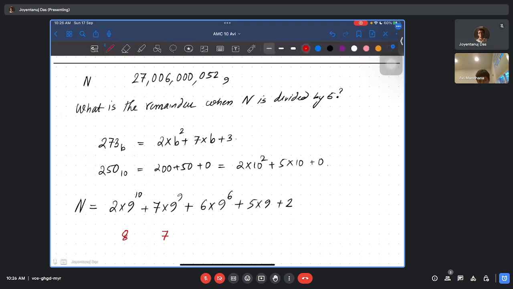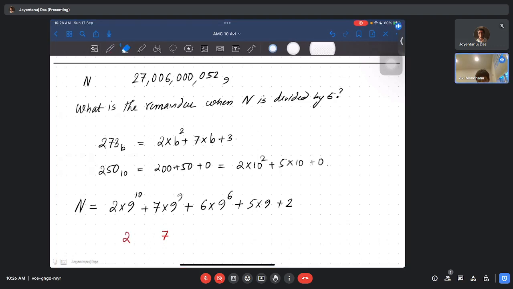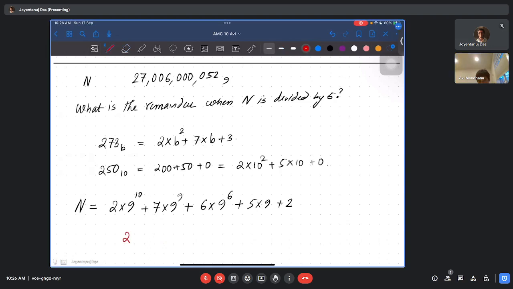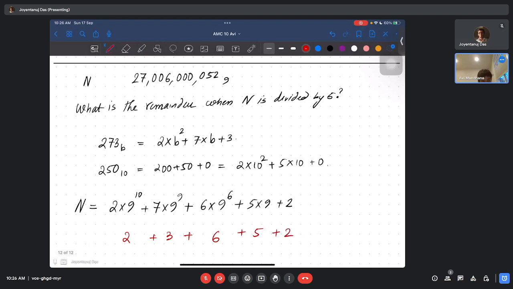Oh, sorry. Yes, you understood, right? 9 squared ends in 1, so every even power will end in 1. So it's 2 plus 3 plus 6 plus 5 plus 2. How much is that?